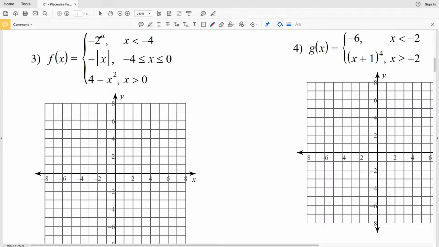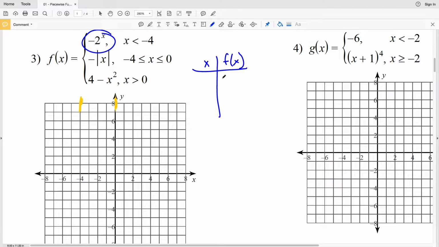In number 3, we have negative 2 to the x for values where x is less than negative 4. So our function is going to change at x is negative 4, and then from negative 4 to 0, we're going to be using another function. So our function will change again at 0, and then from 0 on it will continue. So we will have 2 breaks in our function. If the ends of our intervals do not intersect, we will have jumps in our overall function. So let's make an x, y, t table.